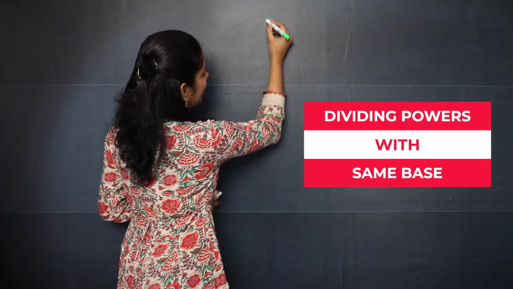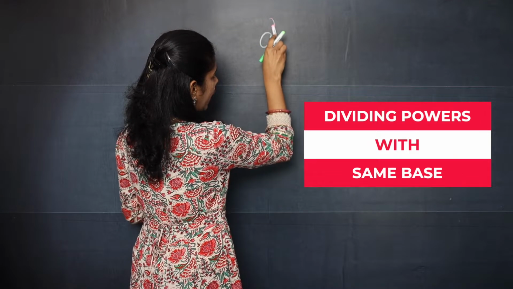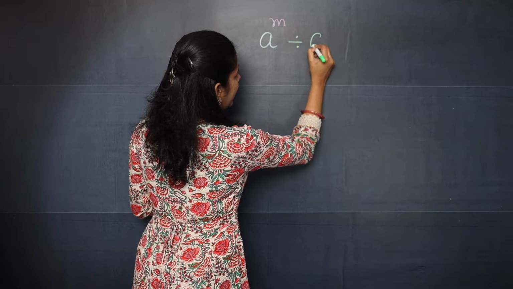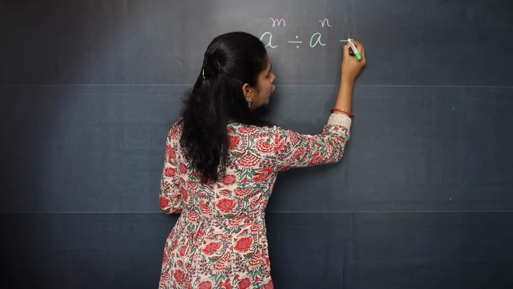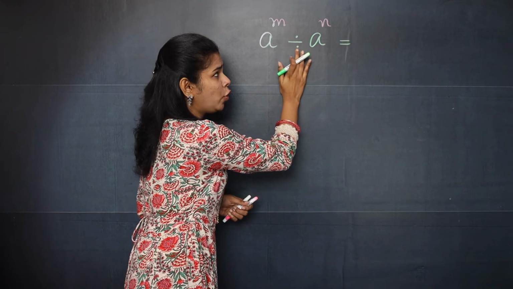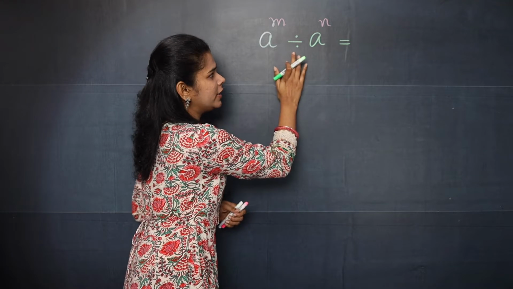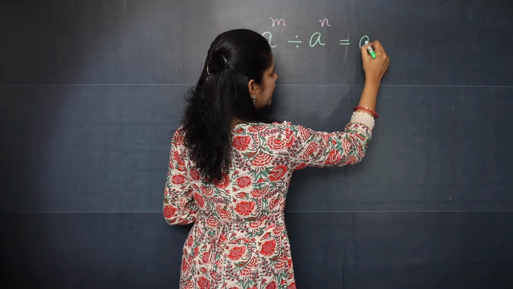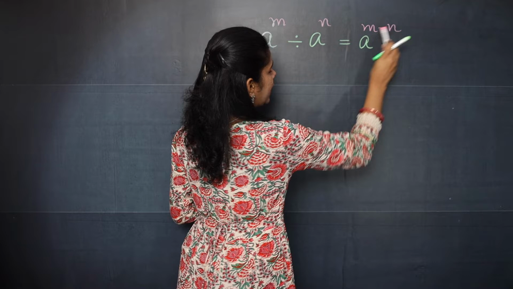Now let's move on to the second law. So when a is any non-zero integer, a raised to m divided by a raised to n is equal to... So in the first law it was multiplication, there you added the powers. So here it is division. So what will you do? You will subtract the powers, that is a raised to m minus n.